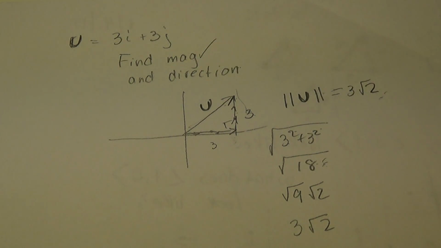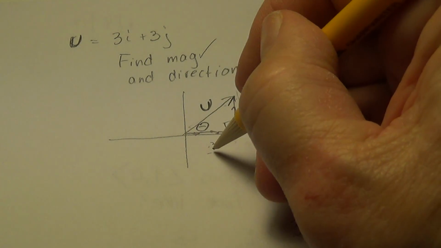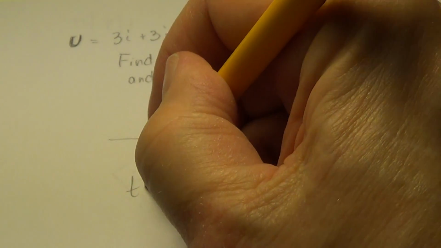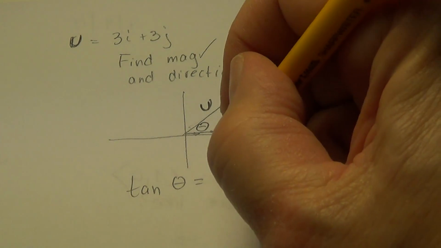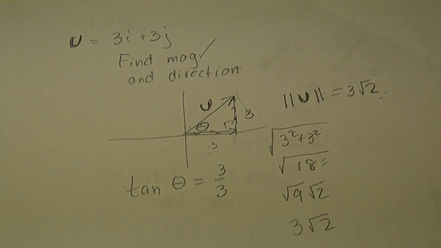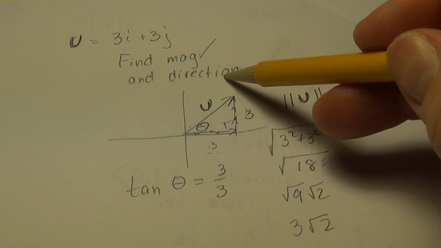And now let's do direction, which is simply finding the angle. And we see that if we use these two sides, opposite the angle and adjacent, that's the tangent function. So the tangent of the angle is opposite 3 over adjacent 3. And tangent will help us always get the direction.